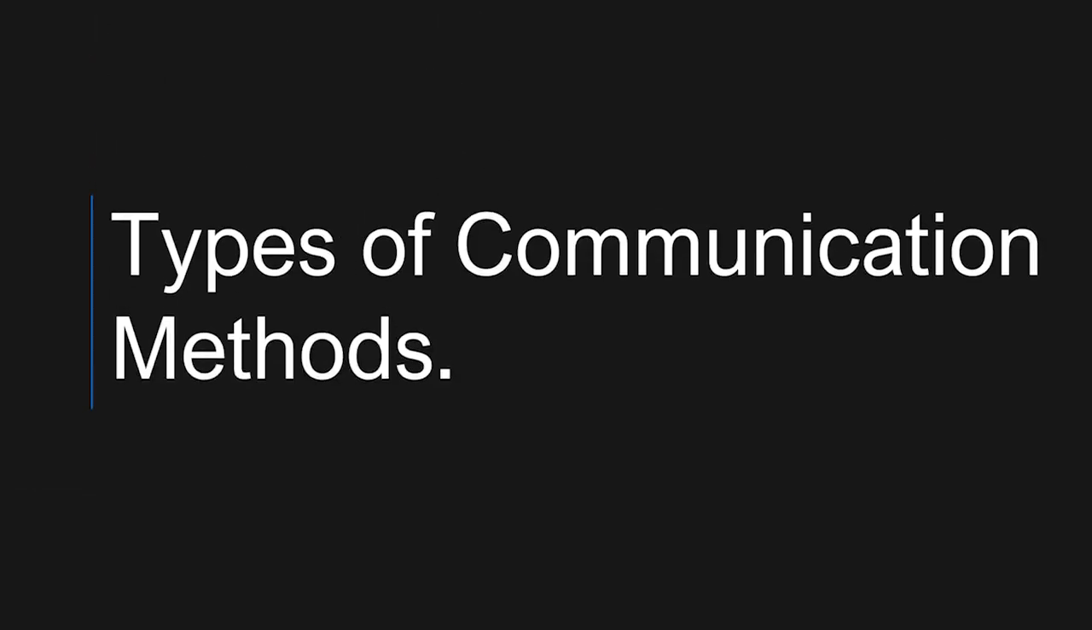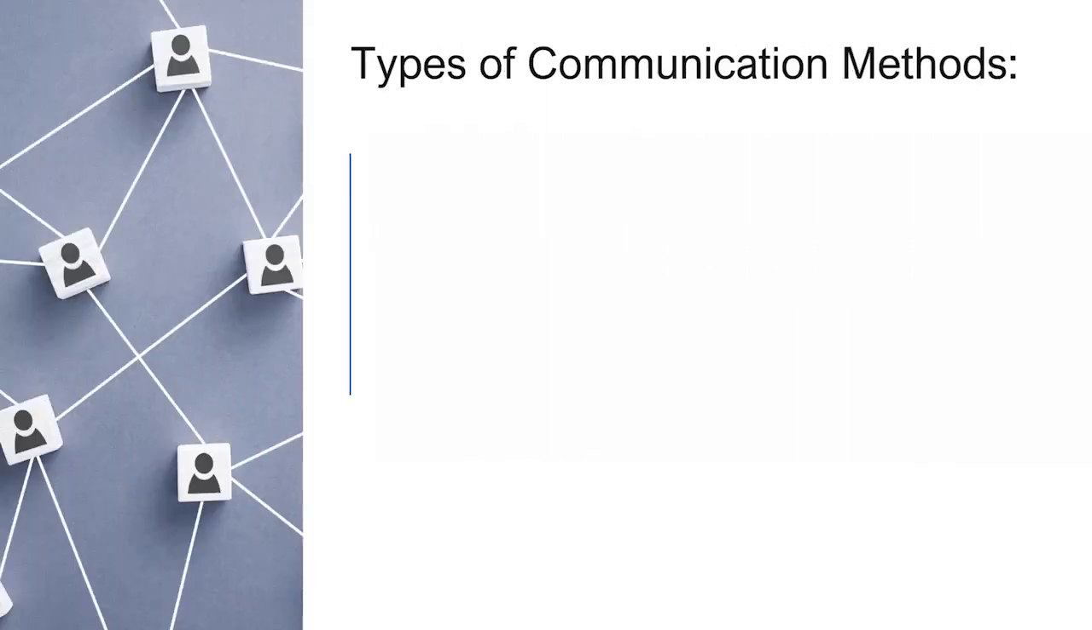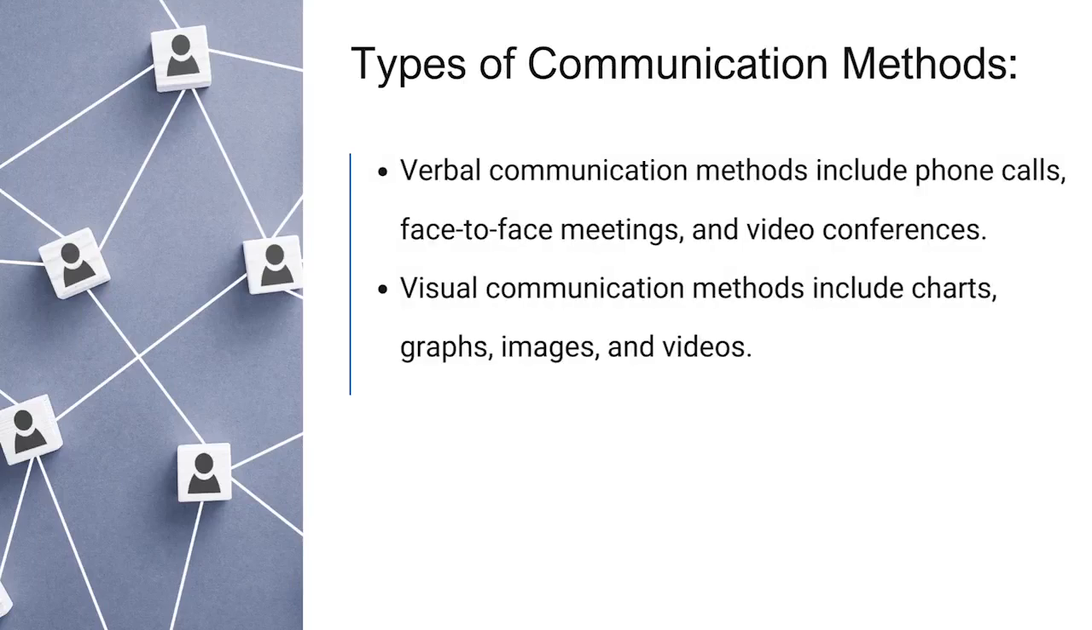Types of communication methods. There are two main types of communication methods, verbal and visual. Verbal communication includes phone calls, face-to-face meetings, and video conferences. Visual communication methods include charts, graphs, images, and videos.